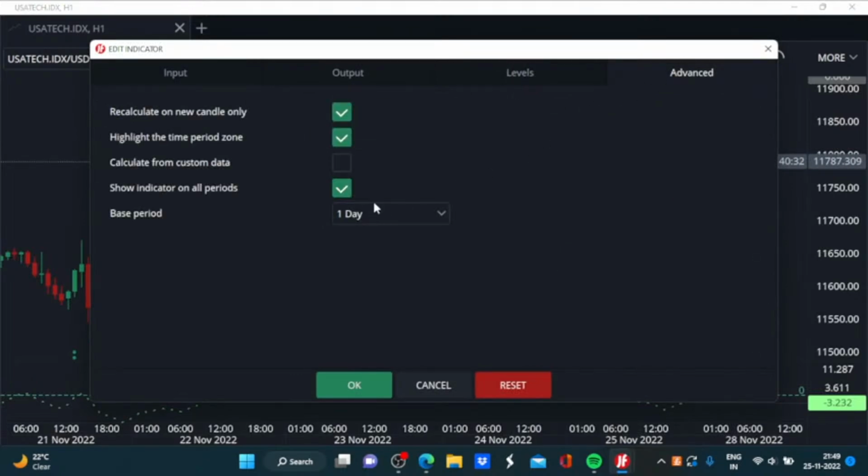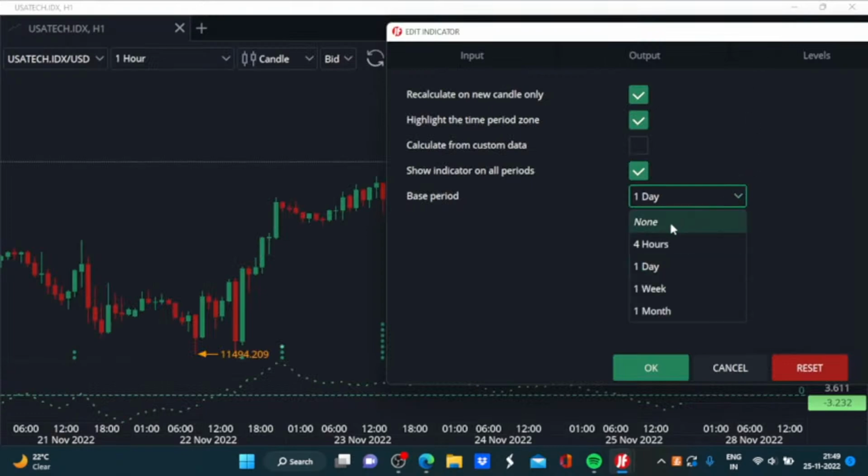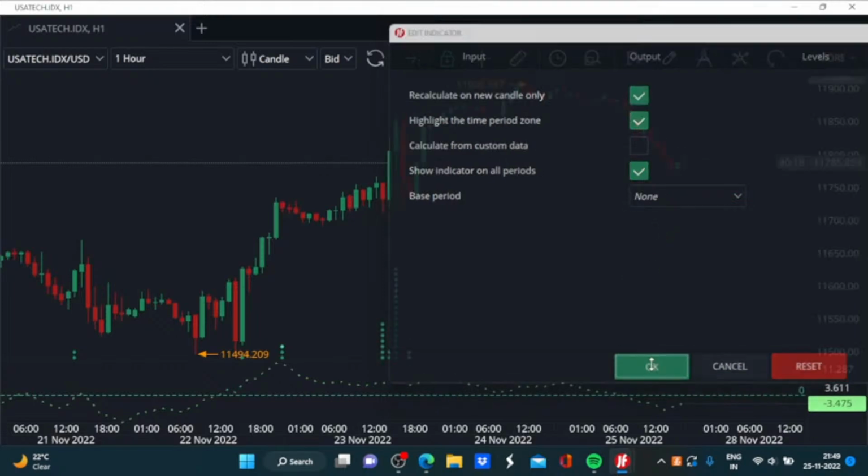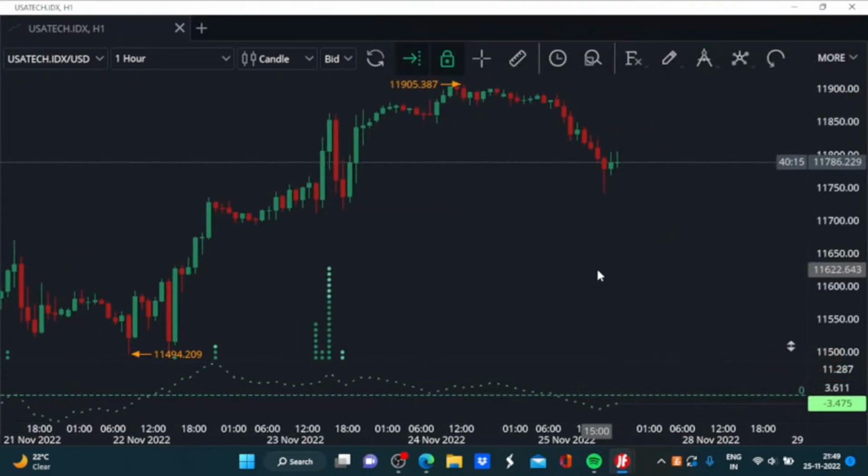The base period can be varied anything from none to monthly, and it is not going to cause much of an impact on the output value of this indicator. So this is an indicator which is going to work more or less similar regardless of what is the base period. So guys, that's all from my side for today's session.